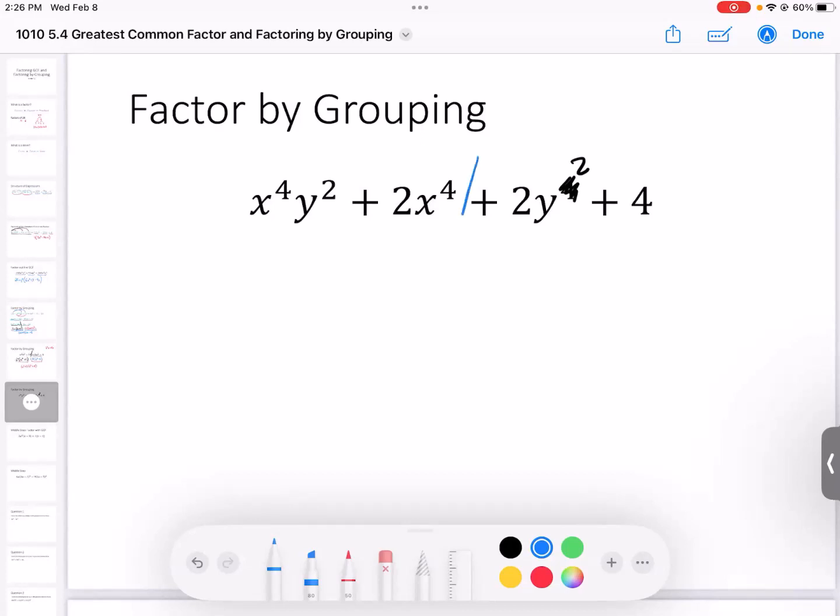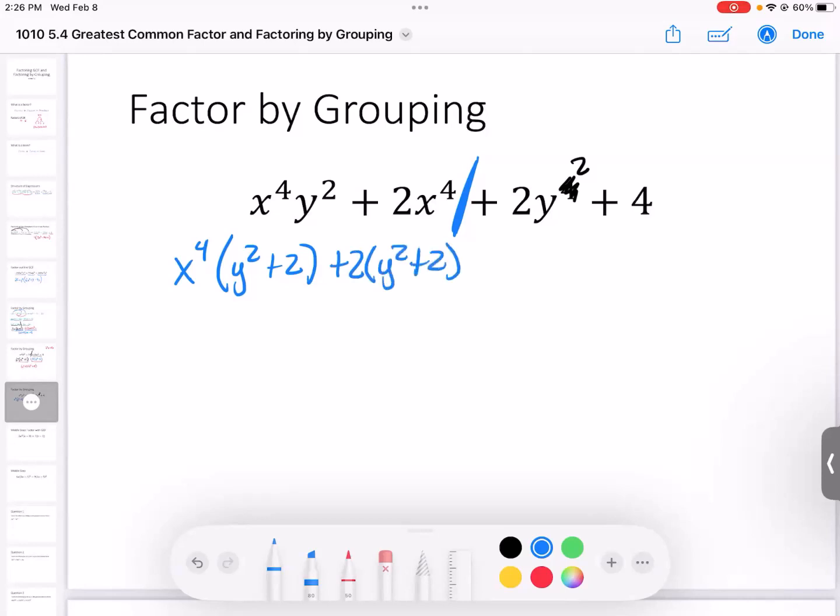Okay, so on this one, since there's nothing that they all have in common, I'm going to split them up into two groups. If they do have anything in common, pull that out first and then factor the remaining stuff after that point. But in this situation, we didn't have anything in common, so I'm going to split it into two groups. The first group has an x to the 4th in common, which leaves me with y squared plus 2. And then the second group has a 2 in common, which also leaves me with a y squared plus 2.